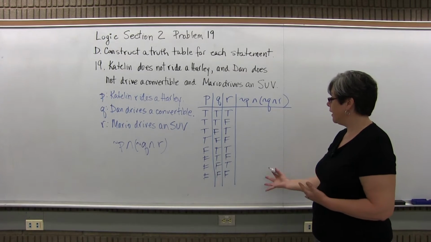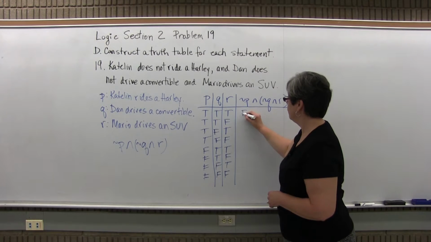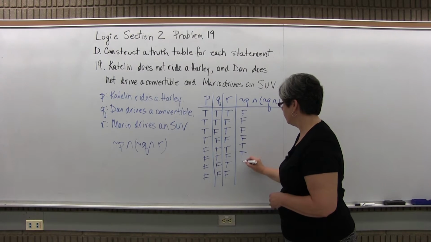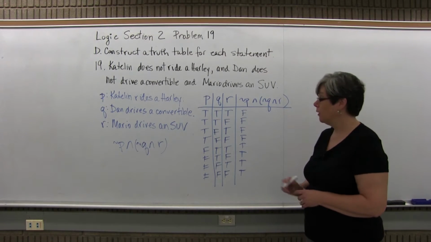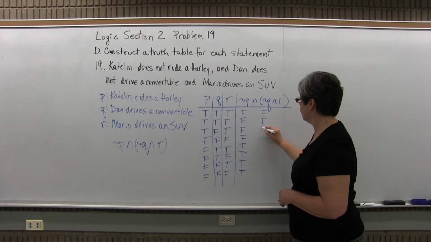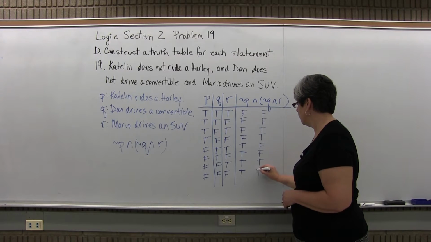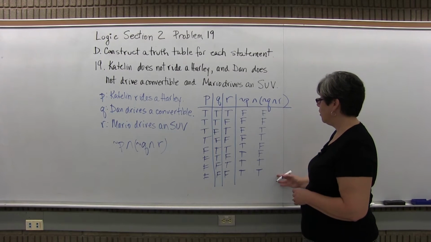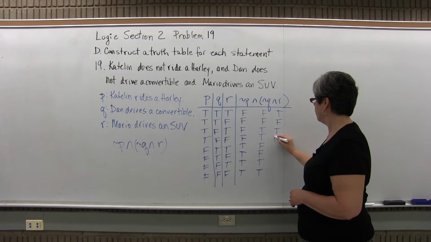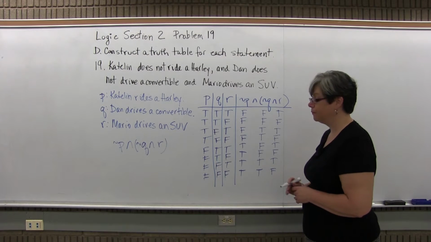We'll start with bringing down the simple statements. The negation of P will be the opposite of the P column, so false, false, false, false, true, true, true, true. The negation of the Q column: false, false, true, true, false, false, true, true. And just the R column itself: true, false, true, false, true, false, true, false.